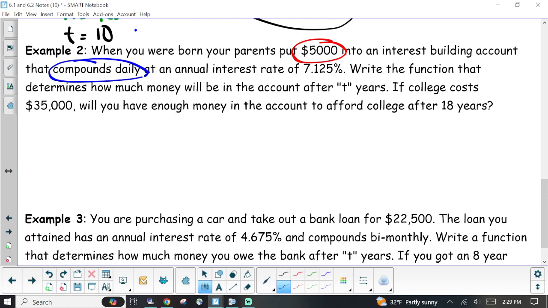Anyways, compounds daily. So first off, now that we got sidetracked, let's start labeling our stuff.